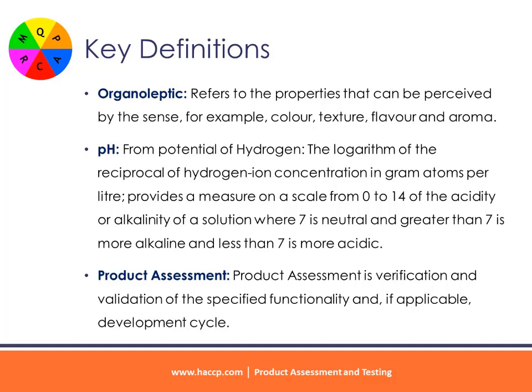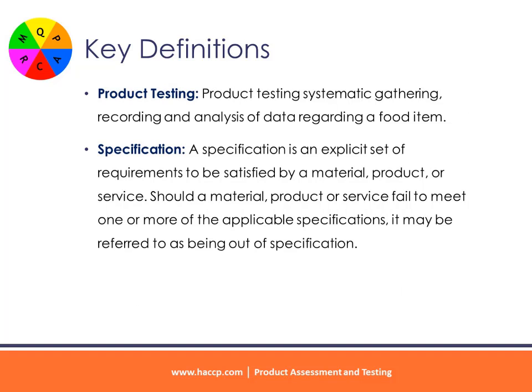Product assessment. Product assessment is verification and validation of the specified functionality and, if applicable, development cycle. Product testing. Product testing is the systematic gathering, recording and analysis of data regarding a food item. Specification. A specification is an explicit set of requirements to be satisfied by a material, product, or service. Should a material, product or service fail to meet one or more of the applicable specifications, it may be referred to as being out of specification.